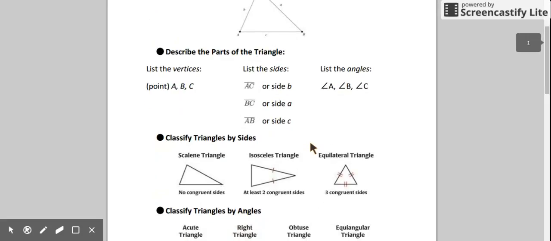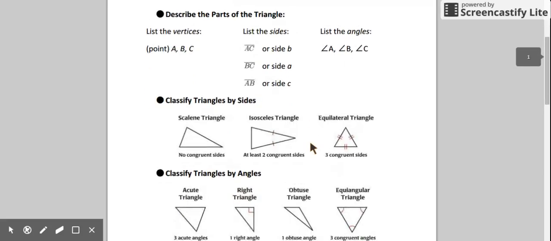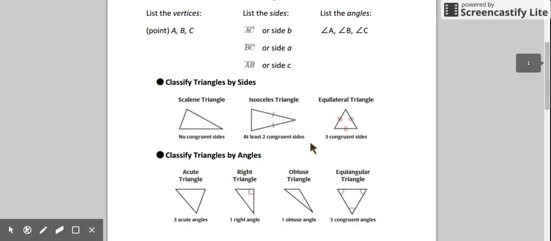Let's talk about how many different ways we can classify a triangle, or how many different triangles there are. We can classify them two different ways. We could just look at their sides and how their sides relate to each other, or we could look inside and look at their angles and see how their angles relate. There are three different ways we can classify triangles by sides.